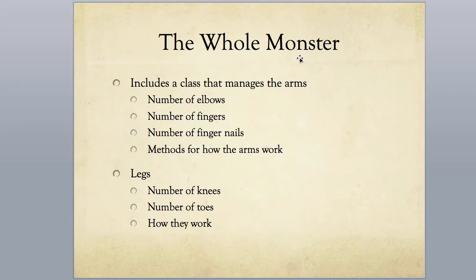So the whole monster will include a class that manages maybe the arms, the number of elbows, the number of fingers, the number of fingernails, and methods for how the arm works. We can include legs, the number of knees, the number of toes, and how they work, which means more and more subclasses, right, in order to make this happen, because some monsters don't have legs. Therefore, they won't have elbows or fingers or fingernails, right? I'm sorry, they won't have arms. So therefore, they won't have elbows, fingers, and fingernails. We have to think about all of those things when we're putting together our entire model for the monster.